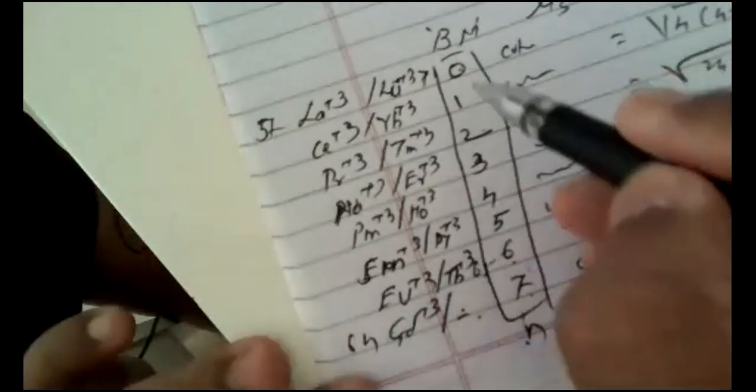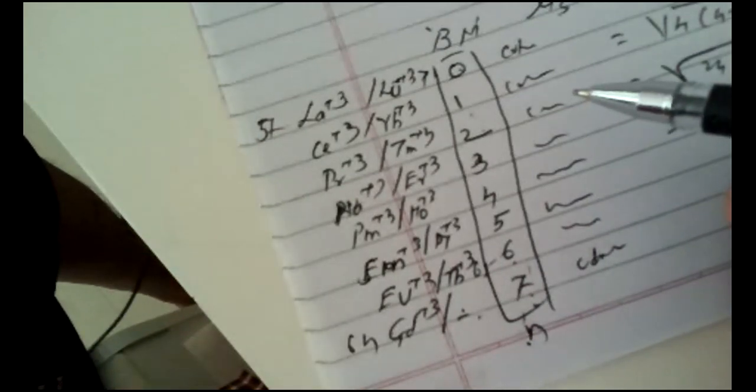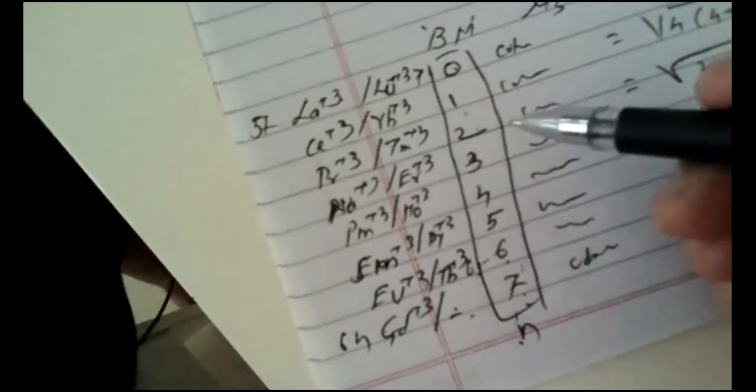So 0, 1 and 7 configurations are colorless. Rest all other members are colored. They will ask you to put the corresponding ion under the category whether it is colored or colorless. And if you understood all these parameters, then it is very easy to understand.